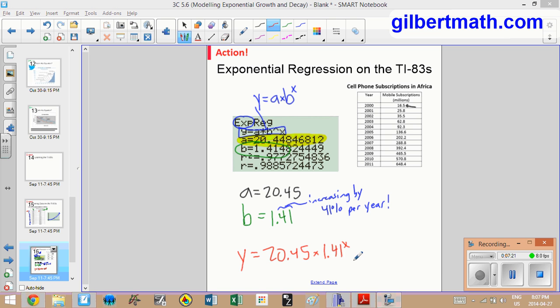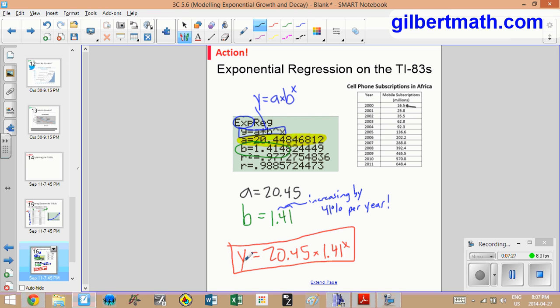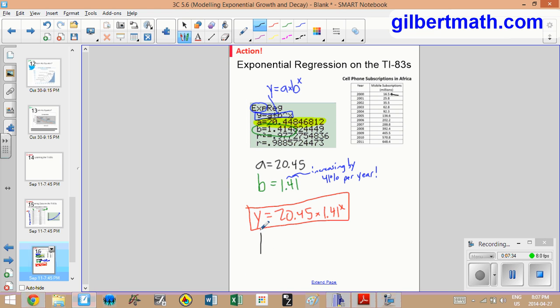Okay, so now that we have this equation, it's also worth mentioning just what each of these variables represents. So first of all, the y value is our dependent variable. So in this case, the y value represents the subscriptions in millions, which in this case is really just the number of people with cell phone subscriptions in Africa. And the independent variable, or the x value, is the year, or the years since 2000.